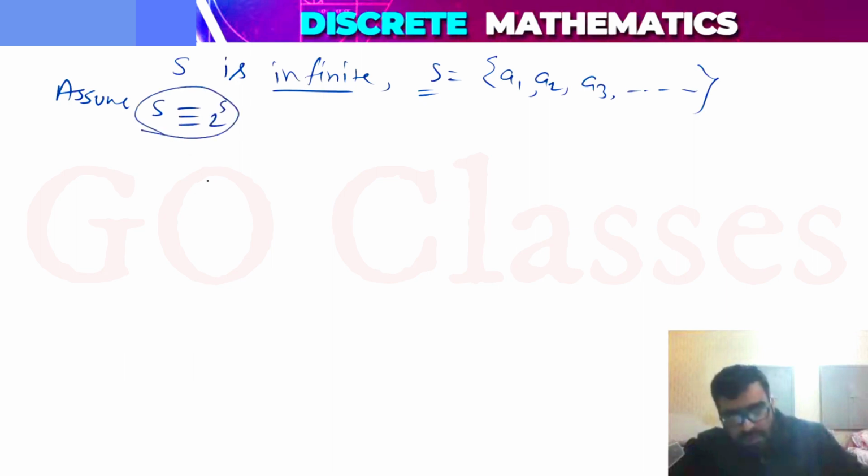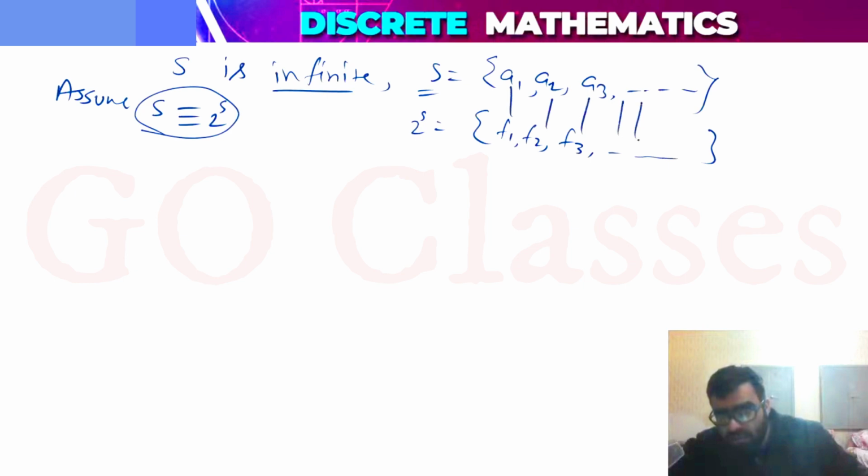Let's assume that if you can do this, then the same thing will happen again. Let's assume 2 power S has F1, F2, and so on. Remember, each of F1, F2 is basically a subset of S. So you have a one-to-one correspondence between S and 2 power S. Again I will use Cantor's diagonalization and create an element which is not present in this one-to-one correspondence.